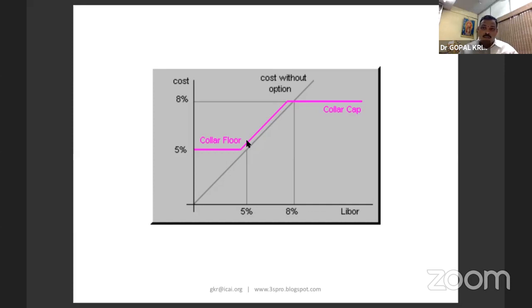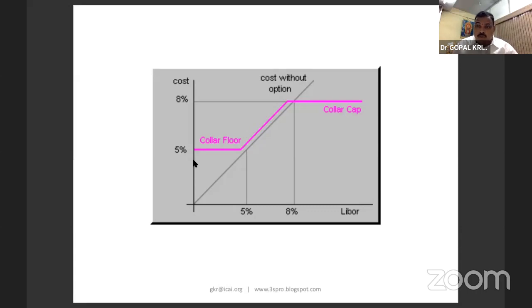If the rate of interest goes up, you are getting that income from the customer itself. So you are actually assured of 5 or above 5. But when it goes below 5, for example 4.5%, you will receive 4.5 from your customer because you have lent to him, so he will pay 4.5 interest. But you need 5% to run your show. So that 0.5% will be paid by the financial institution with whom the floor contract is entered.